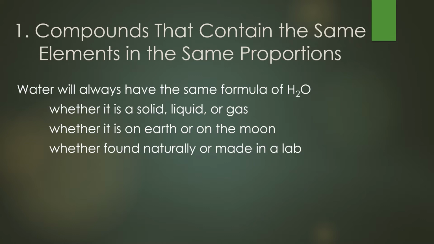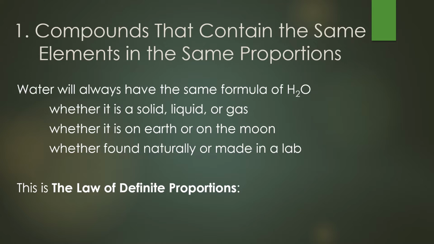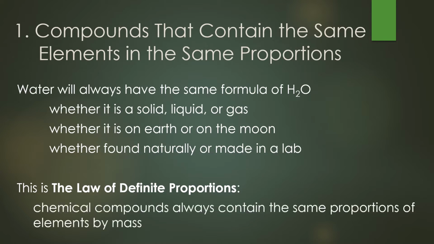Now this is defined as the law of definite proportions. This was developed by a French chemist, Joseph Louis Proust, and he discovered this with samples of copper(I) carbonate. He noticed that they had the same proportions of copper, carbon, and oxygen by mass, no matter what their source was. He came up with this law, and this law is defined as: chemical compounds always contain the same proportions of elements by mass.